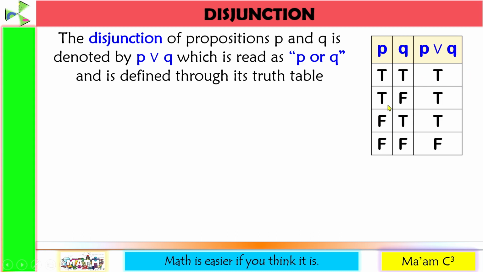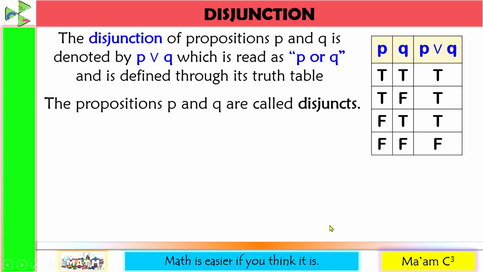If the truth value of the proposition P is true and the truth value of the proposition Q is false, then P or Q is still true. If the truth value of the proposition P is false and the truth value of the proposition Q is true, P or Q is still true. But if the truth value of the propositions P and Q are false, then P or Q is also false. This time, P and Q are called disjuncts.